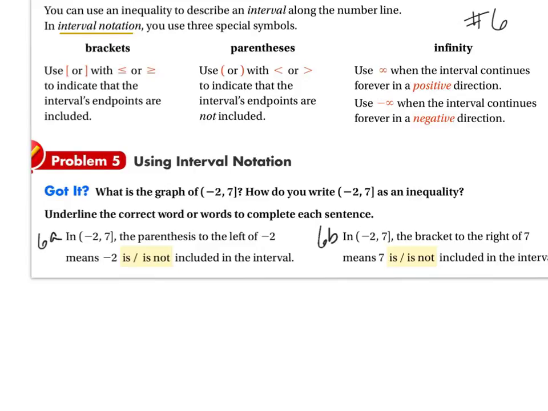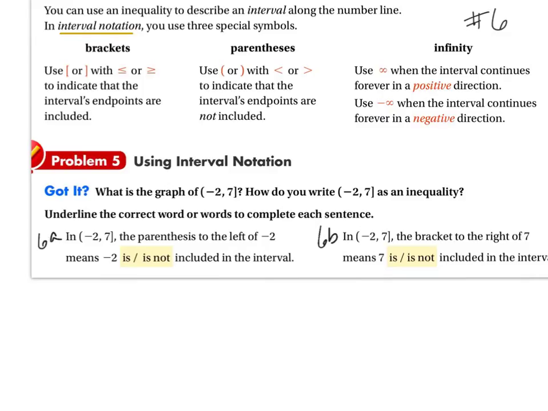Looking at this, I want you to make sure that you include the word interval notation and realize that there's 3 notations I want you to think about. The first one is brackets, and they're used with less than or greater than, and they indicate the interval's endpoints are included, so we use a closed circle. The next one is parentheses. They are used with greater than or less than, and they indicate that the intervals are not included, but everything up to them are.